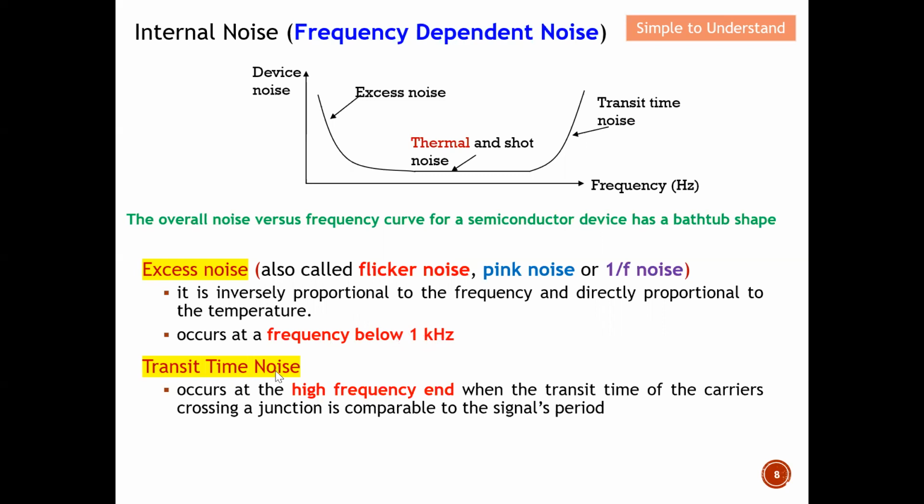Next, on the transit time noise, the thermal noise and shot noise I have covered earlier on, so let's focus on the transit time noise. This transit time noise occurs at the higher frequency end, where the transit time of the carrier crossing a junction is comparable to the signal period. So in short, for frequency versus noise, initially it is dominated by the excess noise. After the frequency increases, the thermal noise and the shot noise become the dominant factor. As the frequency further increases, the transit time noise becomes the significant factor.